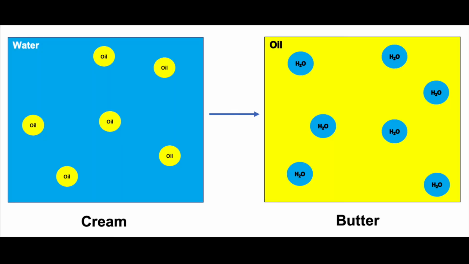During that process, we have the conversion of an oil in water emulsion, your double cream, into a water in oil emulsion, which is your butter.